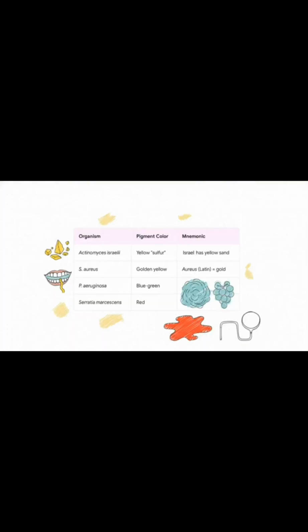And finally, let's nail down some pigment producers. These color buzzwords can be slam dunk easy points. You see yellow sulfur granules draining from a jaw, think Actinomyces. Remember, Israel has yellow sand. A burn wound with a blue-green pigment and a fruity grape-like smell, that's gotta be Pseudomonas aeruginosa. Think arugula is green. And if a question mentions red pigment, especially in a catheterized patient with a UTI, think Serratia, like red sriracha. You need to know these color associations cold.